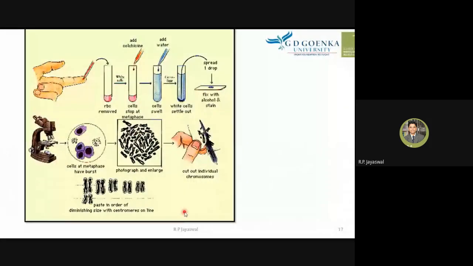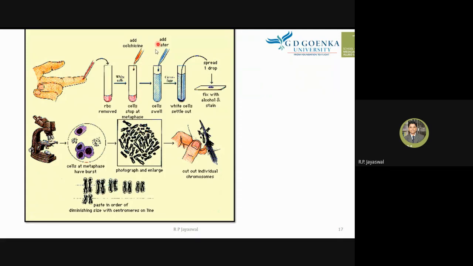We have taken the blood sample. Then we have removed the RBC. We have added the RPMI medium. We have grown the cells for 72 hours in the RPMI medium, which contains PHA, phytohemagglutinin. Then after that, we can add colchicine.